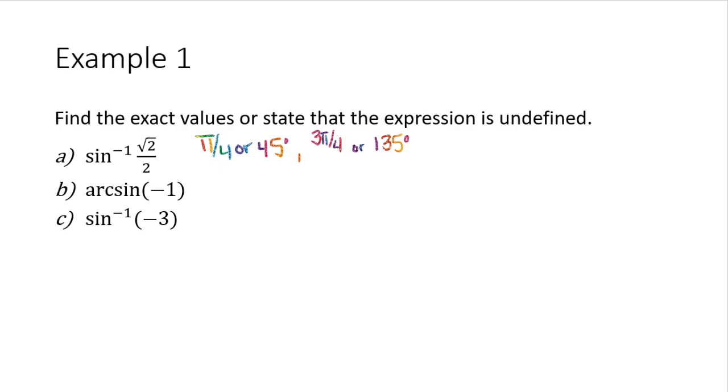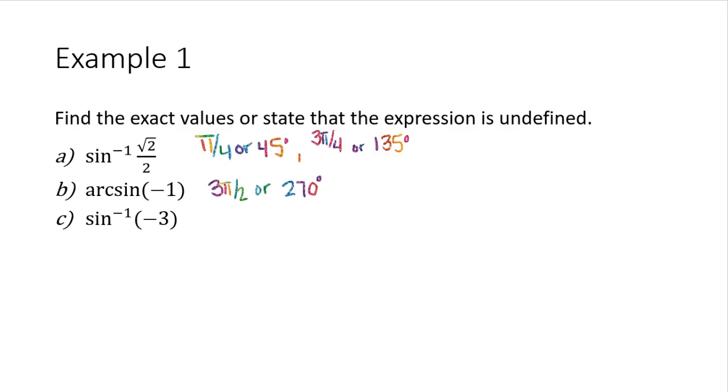Part B, the arcsine of -1. Again, we can use the unit circle, and we are literally trying to locate the angle where the sine is equal to -1. So on the unit circle, we're looking for the angle or angles where the y-coordinate is -1. And that just happens once on the unit circle, and that's down at 3 pi over 2 or 270 degrees.